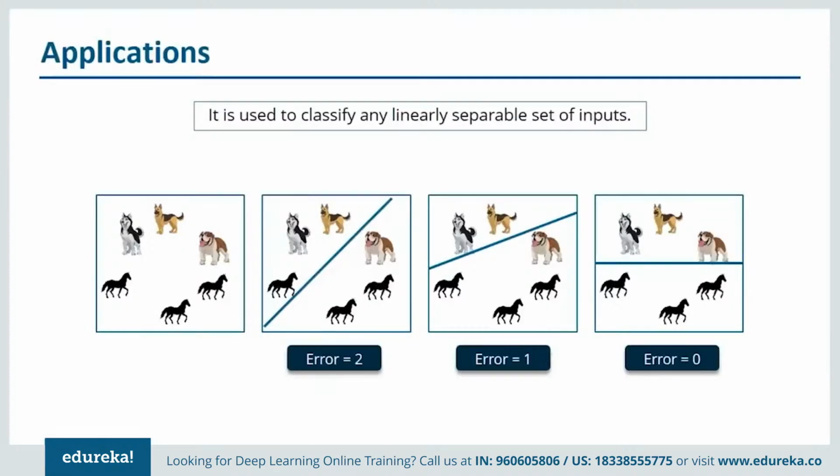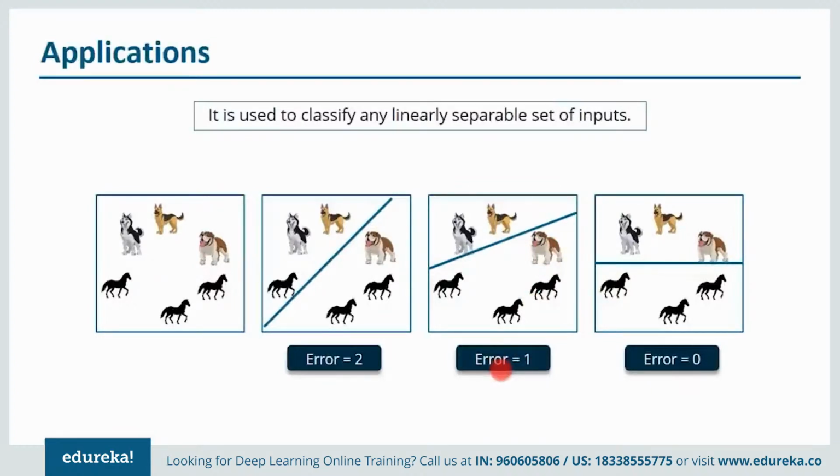Now, as I've told you earlier, it can be used to classify any linearly separable set of inputs. Let me explain with the diagram in front of your screen. We have different types of dogs and we have horses, and we want a line that can separate these two. Our first iteration will produce this sort of line. But here we can notice that we have error, as we have classified one of the horses as a dog and a dog as a horse. So the error is 2 here. Then we update the weights, and after updating the weights our error has reduced. Now we have classified all the horses correctly, but one dog we have classified wrong and considered it a horse. So our error becomes 1.